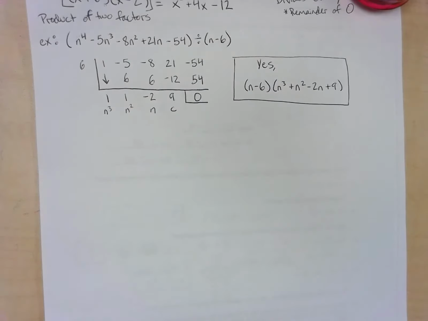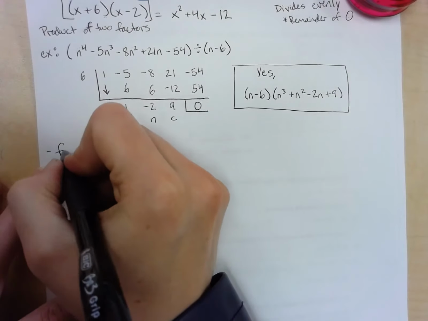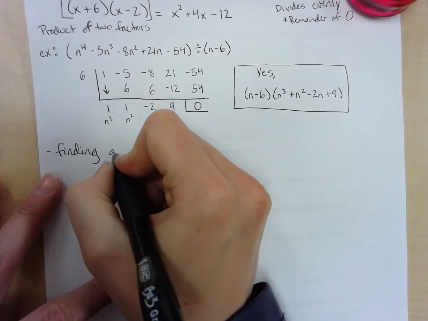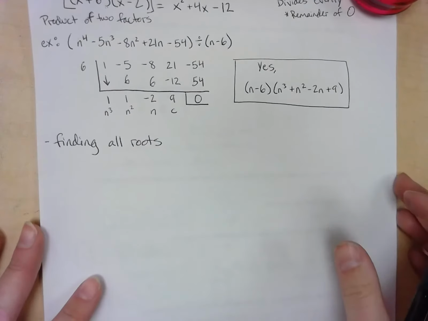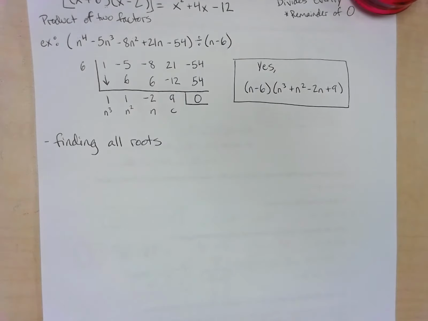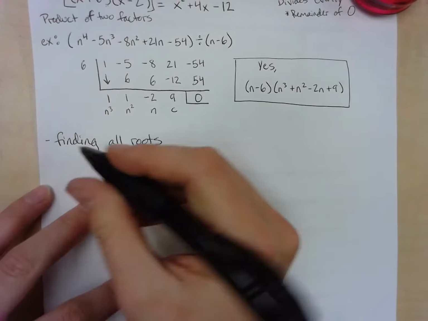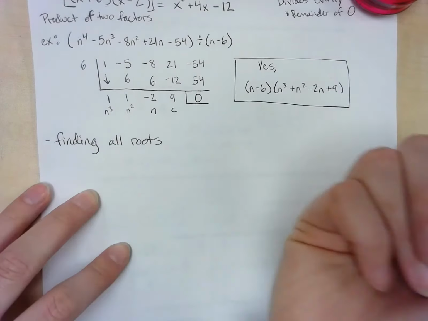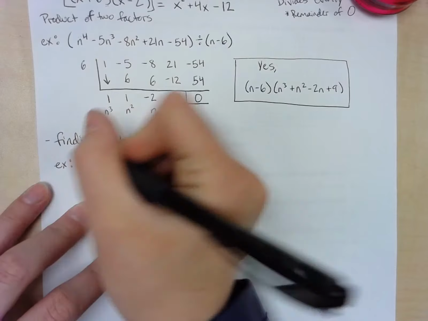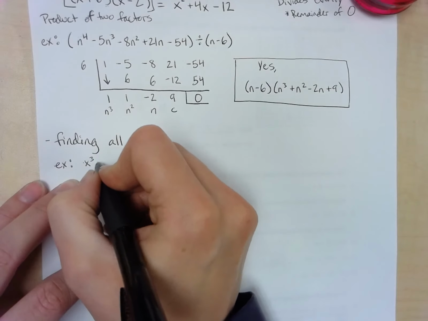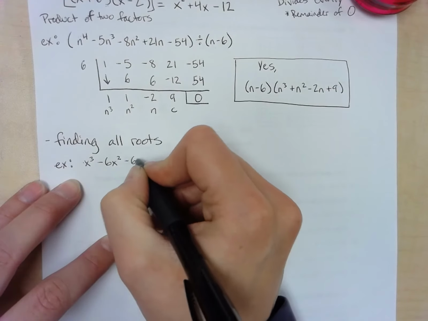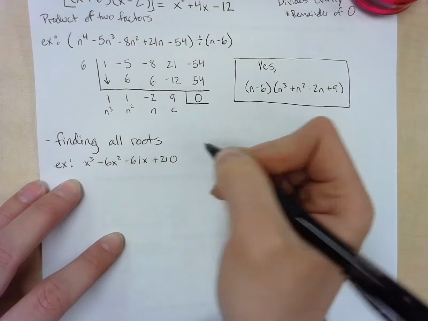Okay, now our last thing is finding all roots. So let's say I want to find all roots of x cubed minus 6x squared minus 61x plus 210.